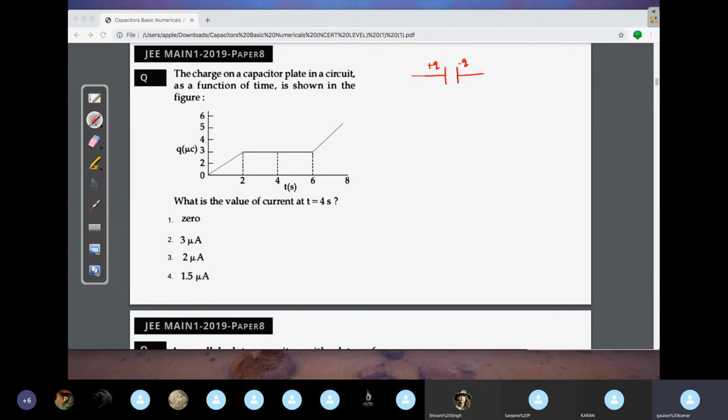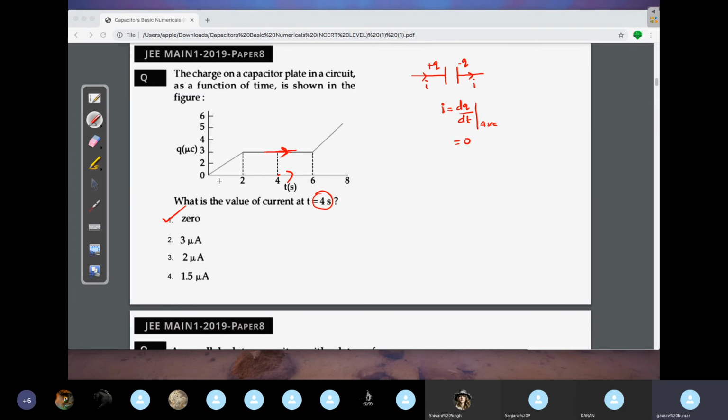So you will have a current here. Current will enter from here, current will exit from here, right? So what is I? I is given as dq by dt. This is the formula for current. And at what time are they asking? They're asking at 4 seconds. So dq by dt means slope of this line. It's a line parallel to the x-axis. The slope at 4 seconds, if you see from the graph, is 0. Answer will be 0. Question is over.